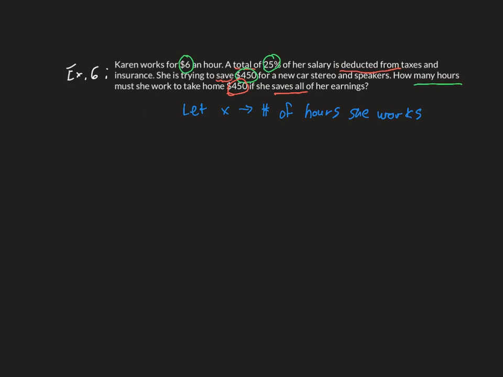Okay? So, let's take a look at this. If I know that 25% is taken away from it, so first of all, what is her salary? Well, she makes $6 an hour. So she's making $6 an hour. How many hours does she work? I don't know. And that's what I put my x for, as you saw above. So this is her total salary.